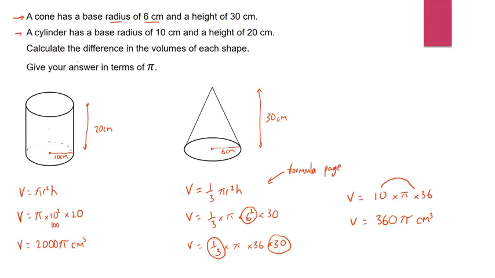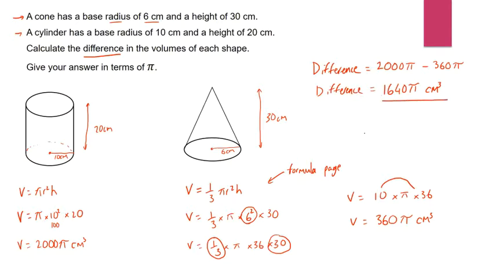And in this question, we were being asked to find the difference in the volumes. So the difference, we work out by subtracting the smaller volume from the larger volume. Okay, so 2000 pi minus 360 pi. So if we take 360 from 2000, that leaves us with 1640. So that's 1640 pi. And our units for volume are centimeters cubed. So that's the difference in volume between the two shapes. And our answer is in terms of pi as well.